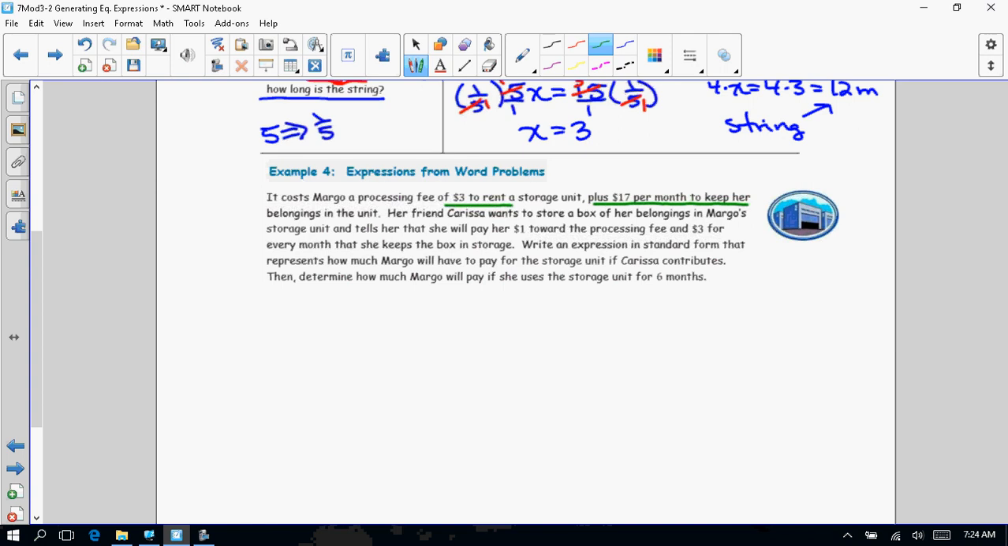Her friend Carissa wants to store a box of her belongings in Margot's storage unit and tells her that she'll pay $1. So this is a different friend, a different person. She's going to pay $1 towards the processing fee and $3 every month that she keeps the box in storage. Write an expression in standard form that represents how much Margot will have to pay for the storage unit if Carissa contributes. Then determine how much it is for 6 months.